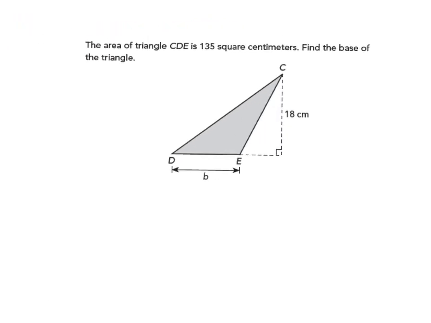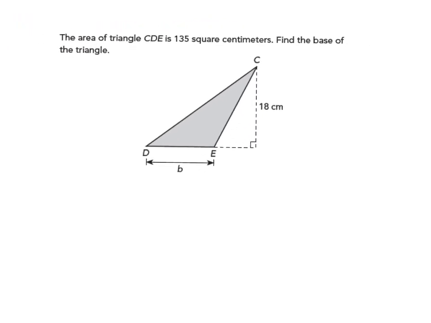If I try this one, it's the base that's missing instead of the height. I see that they've given me 135 for the area. They gave me the height. What they haven't given me, what's missing here, is the base. But I'm going to use the same formula. Area is equal to 1/2 of the base times the height. The area is 135. It's 1/2. I don't know the base, but I know the height is 18.